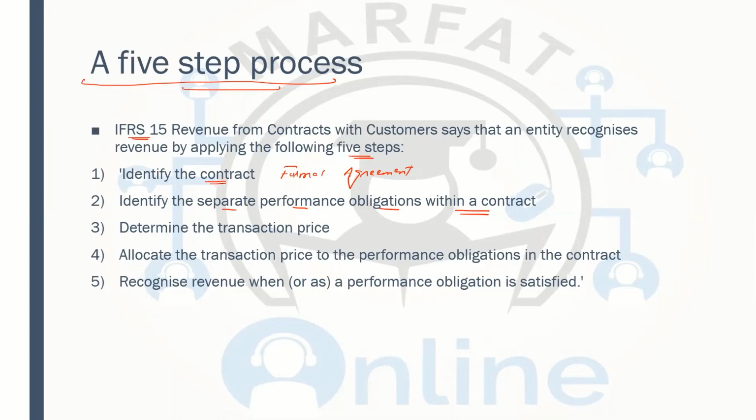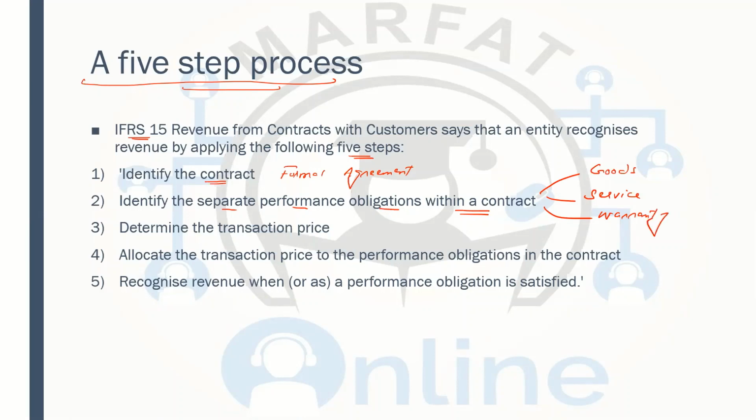Now you went to buy a car and they said, okay, we are selling you a car, alongside we'll be giving you a 3-year service and we are giving you a warranty. That means now in this single contract, they have 3 performance obligations. The first thing they will be giving is the goods. The second thing is the service. The third thing is the warranty.